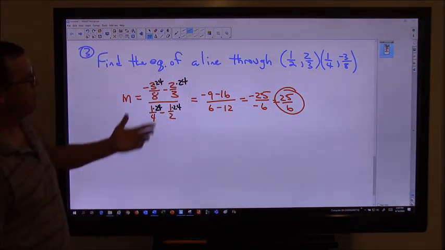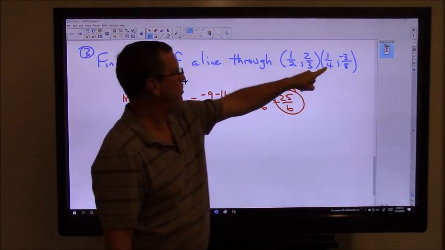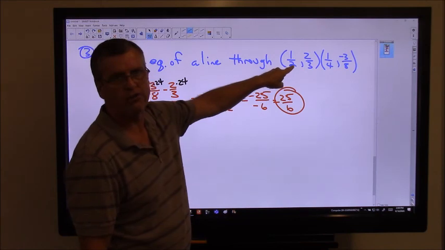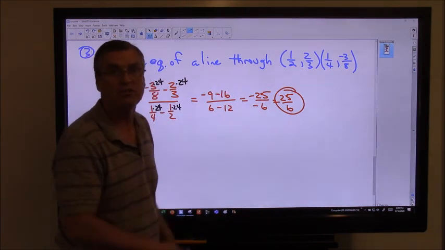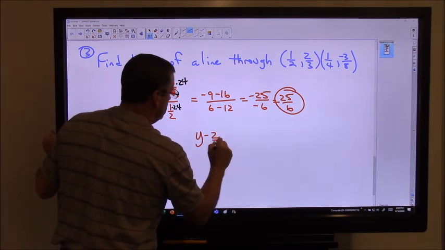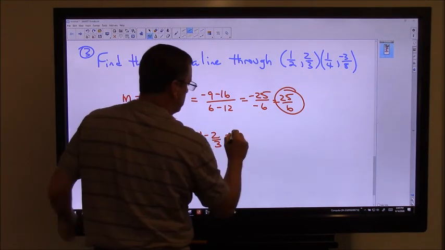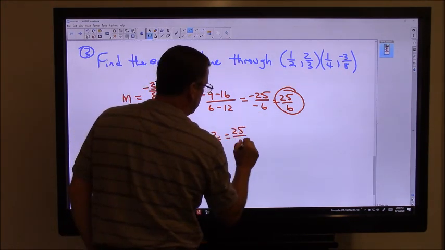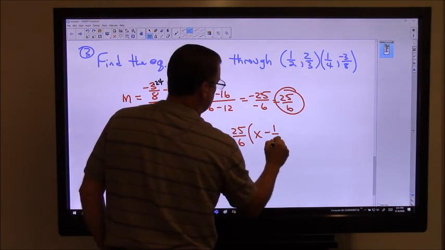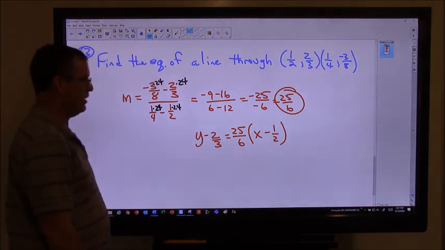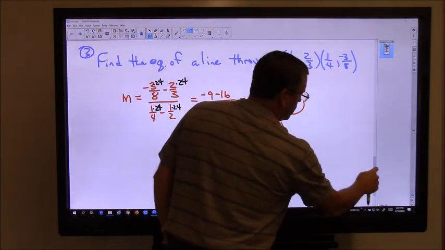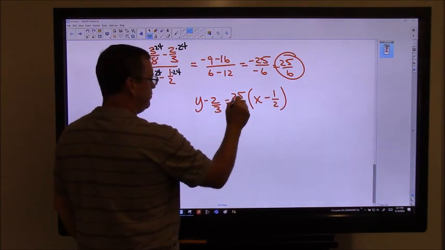Okay, now I just got to write my equation. So I need to pick one of these points. Doesn't matter which one. I'm going with that one because the numbers are smaller, right? So I've got y minus 2/3 equals my slope, which is 25/6 times x minus 1/2. And now I just got to simplify and solve for y. Get y by itself. So to do that, I'll distribute this.